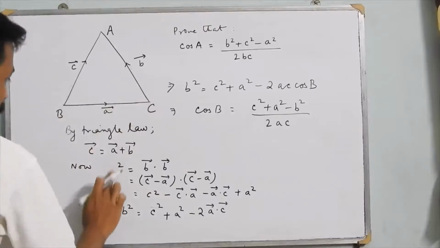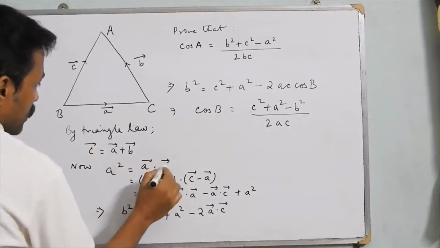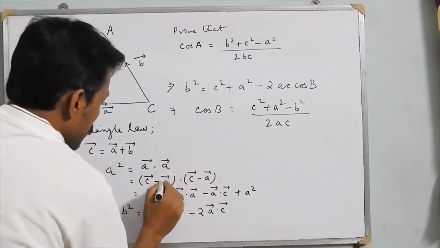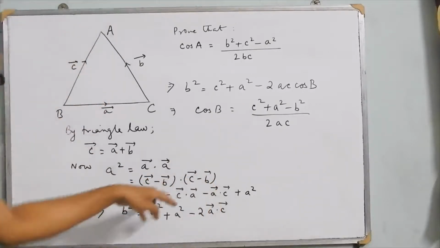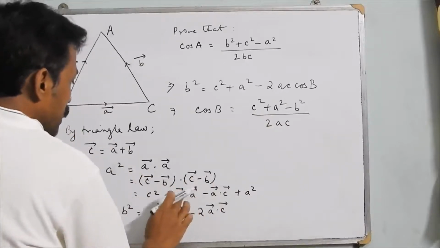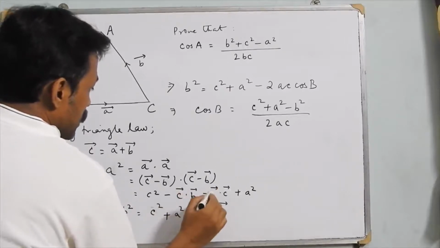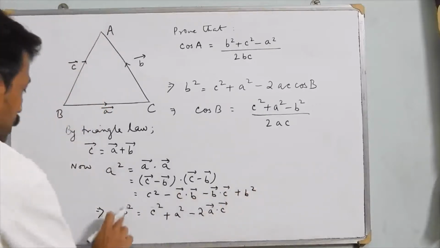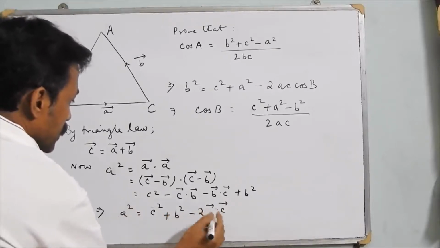So now let me find a dot a for the sake of this question. So a square is equal to a vector dot a vector. Now a vector can be written as c vector minus b vector. So this is (c vector minus b vector) dot (c vector minus b vector). So this will give you c dot c, c square, minus c dot b, minus b dot c, plus b square, because b dot b is b square. So a square will be equal to c square plus b square minus twice of b dot c.